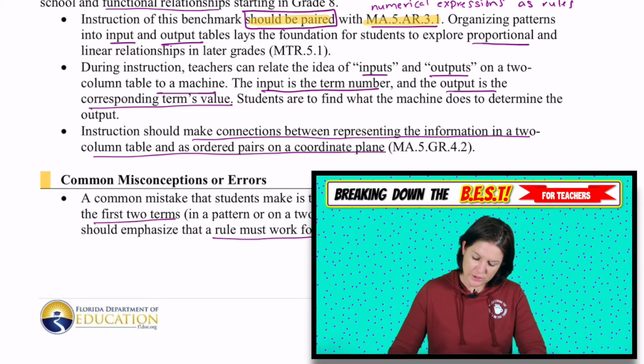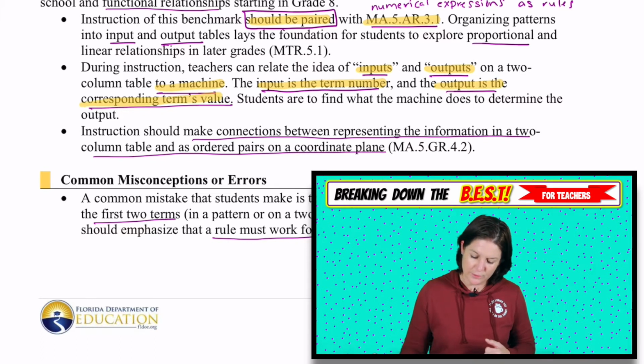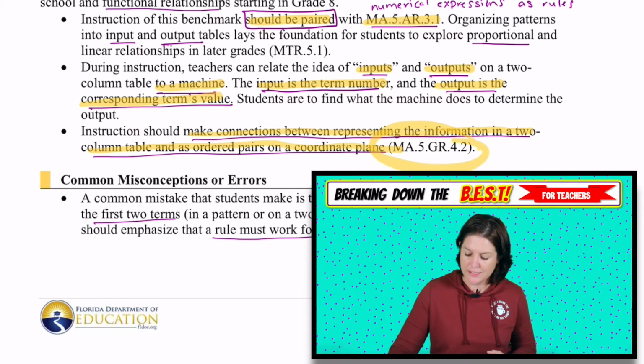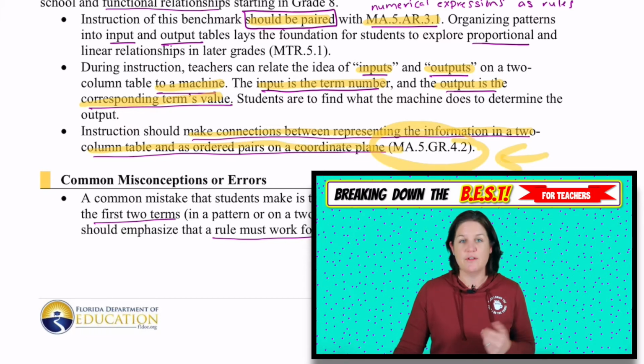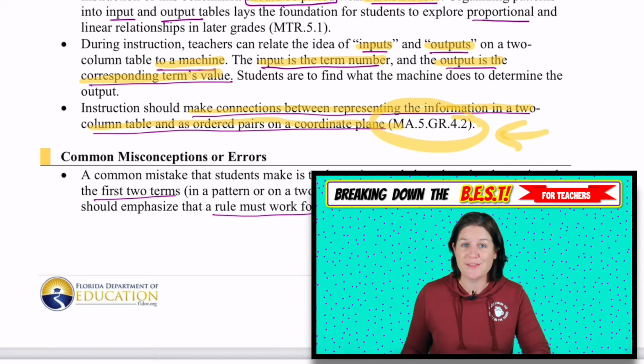It says during instruction, teachers can relate the idea of inputs and outputs to a machine where we input the term number and the output is the value. And they should be able to make connections between representing the information in a 2-column table as ordered pairs on a coordinate plane. And I was very intentional about this because I felt that it went nicely. So you will see a video lesson on that, or at least where you can locate the video lesson on that.